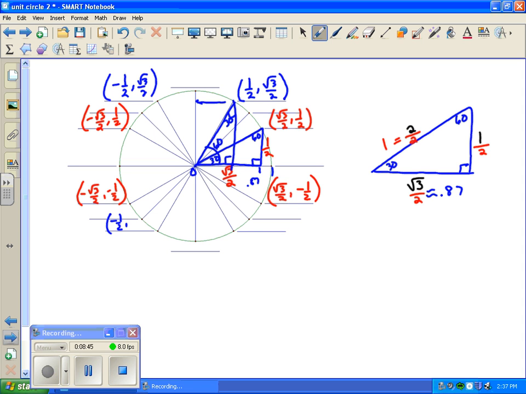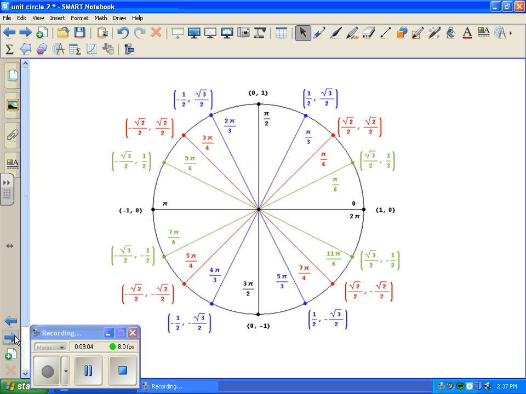Negative 1/2, negative square root of 3 over 2, and positive 1/2, oops, negative square root of 3 over 2. Okay, if you put it all together, that's what we get. And you can find a unit circle like this on the internet in so many places. Just type in unit circle and you can find completed ones or blank ones and so on.